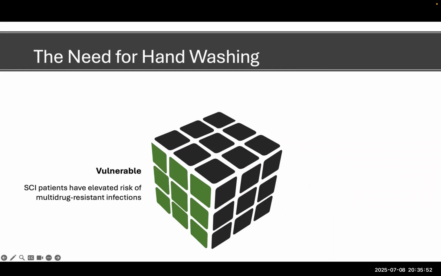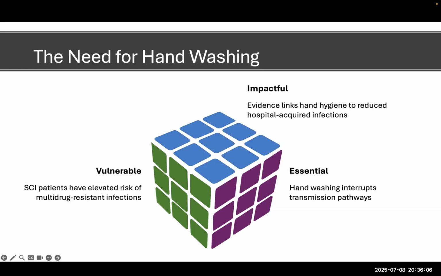Pathogens can survive on hands for minutes, making hand hygiene the most effective intervention. Regular hand washing interrupts these pathways, especially before aseptic care or when switching tasks between patients. Reinforced hand hygiene compliance has been directly linked to lower rates of hospital-acquired infections, or HAI, reduced mortality, and shorter hospital stays. Proper technique is non-negotiable.